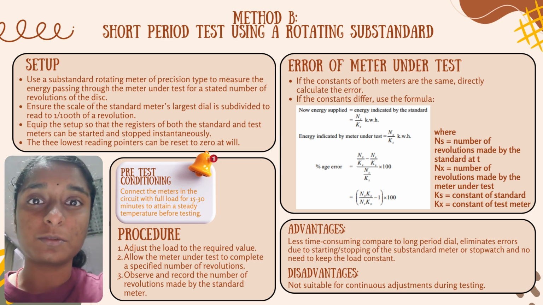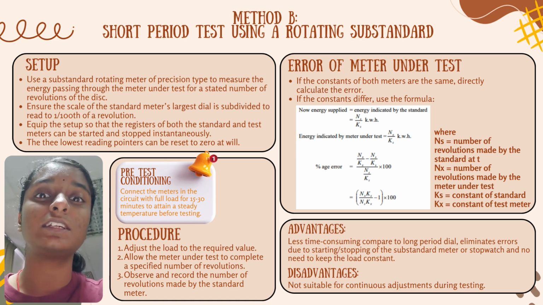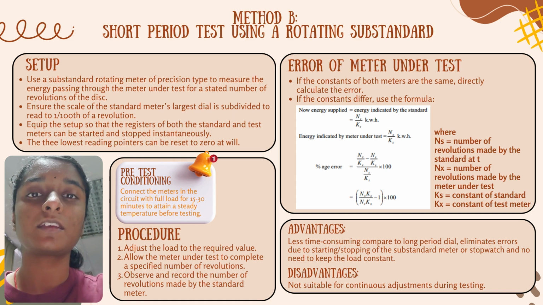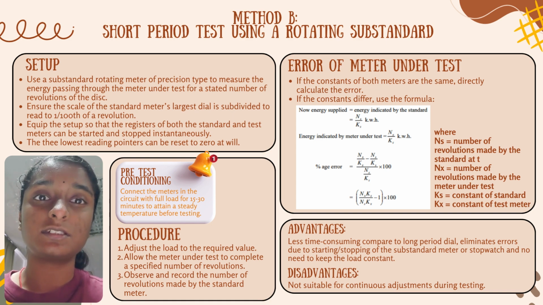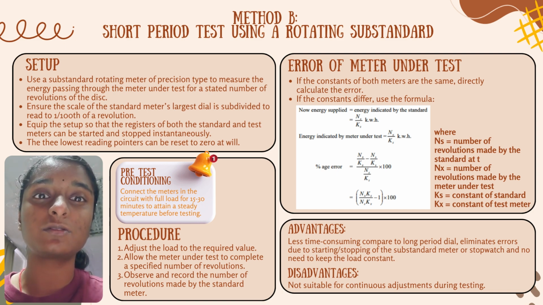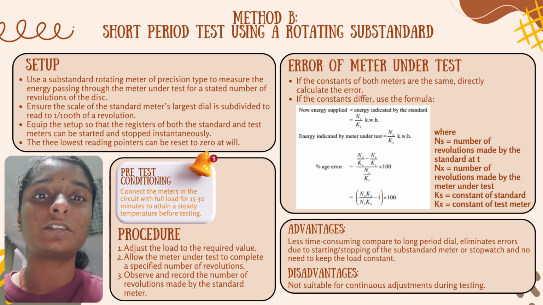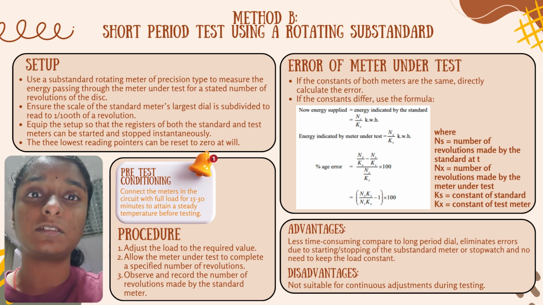So before looking at the procedure, the pre-test condition is the meters must be connected to the circuit with a full load for 15 to 30 minutes to attain steady state temperature before testing. So the procedure will be adjust the load to the required value, then allow the meter under test to complete a specified number of revolutions. Example, let's say we set to 10, so we must wait until 10 revolutions are completed. Then observe and record the number of revolutions made by the standard meter.